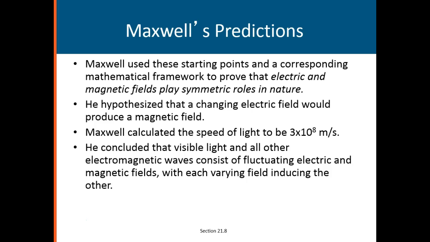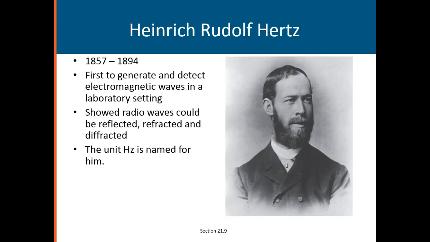Maxwell calculated the speed of light to be on the order of 3 times 10 to the 8 meters per second. We haven't improved on that much since. He concluded that visible light and all other electromagnetic waves consist of fluctuating electric fields and magnetic fields, with each varying field inducing the other. So one induces the other induces one, and that's how the waves travel through space. Pretty ingenious understanding of it by this long ago Scot. Well, that was Maxwell's prediction.